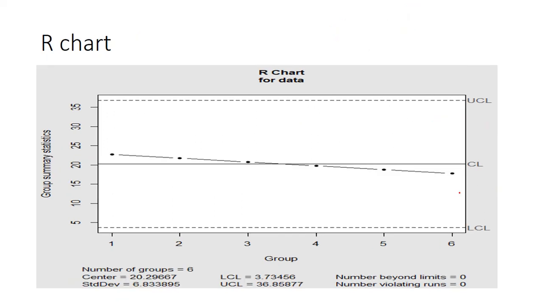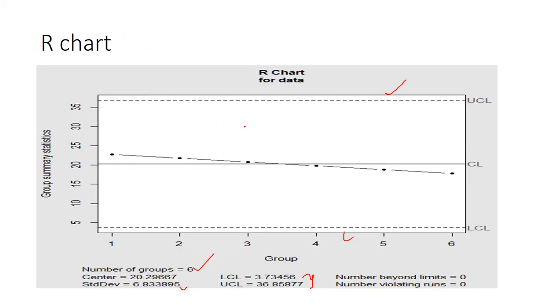Now you can see the range chart also. We already discussed the limits for range charts; you just substitute in the formula and get these values. Here the number of groups is the same, 6, and the center is 20.29667, with the same standard deviation. Then you can find the UCL and LCL. The number of points falling outside the limits is none, so this lot should also be acceptable. So the conclusion is that the lot should be acceptable in both cases, the average chart and the range chart.